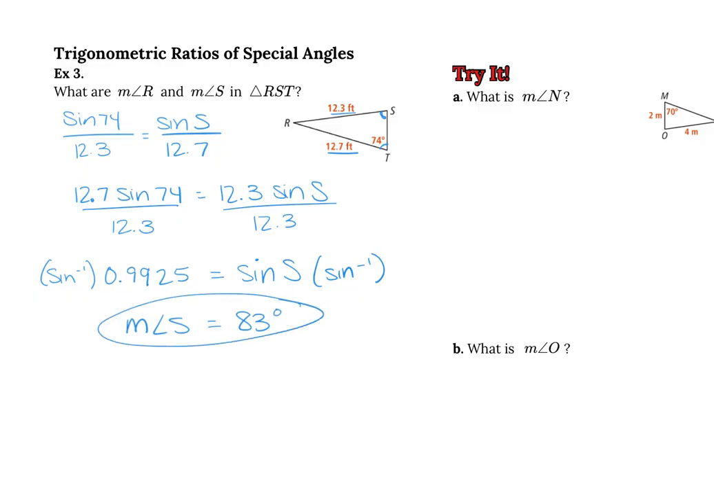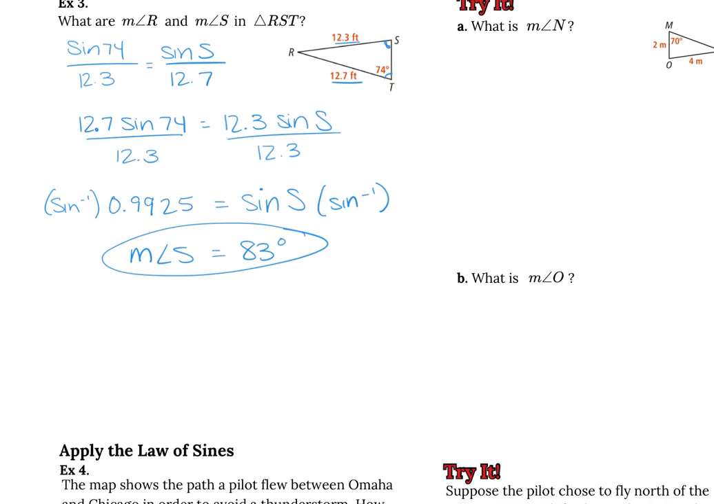Now I need to find the measure of angle R. Instead of doing the law of sines again, I know that all of the angles inside of this triangle have to add up to 180 degrees. I have 2 of those angles, so I can take the 180 degrees, subtract off the angles that I know to find what is left for the measure of angle R. So the measure of angle R would have to be 23 degrees.